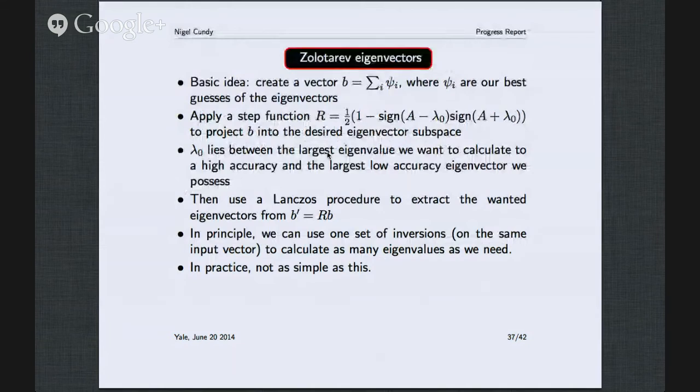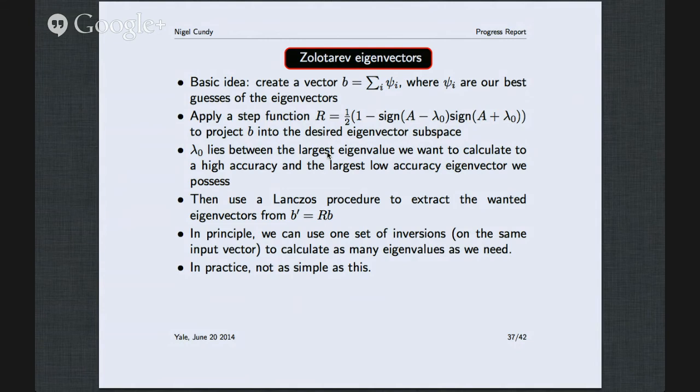There's another routine I've been playing around with here, which I'm calling the tower of eigenvectors. The basic idea is to create a vector which is the sum of our best guesses of the eigenvectors. We can then apply a step function which basically projects out all the parts of the errors that we don't want. And then we try to reconstruct the eigenvectors from this B vector using, say, a Lanczos procedure.